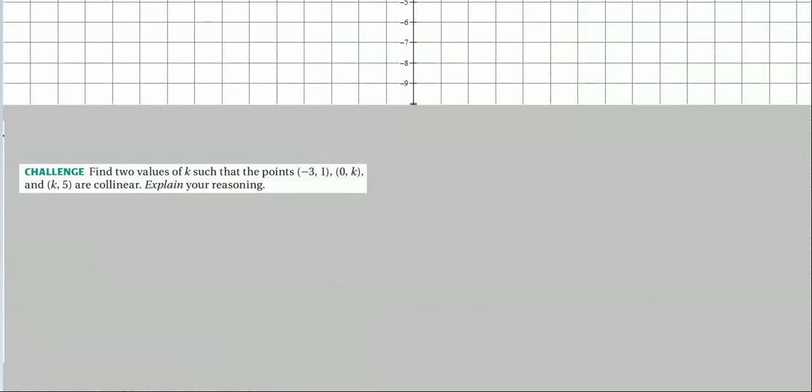That's, for instance, the slope between these two. What do we get? k minus 1 over 0 minus a minus 3, or k minus 1 over 3. For these to be on the same line, they have to at least have the same slope connecting them. So let's check the slope from 3, 1 to k, 5.